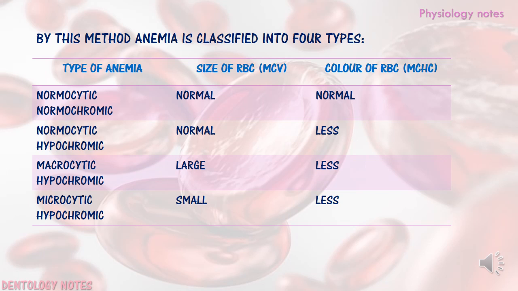Type of anemia: size of RBC, MCV, color of RBC, MCHC. Normocytic normochromic: normal, normal. Normocytic hyperchromic: normal, less. Macrocytic hyperchromic: large, less. Microcytic hyperchromic: small, less.